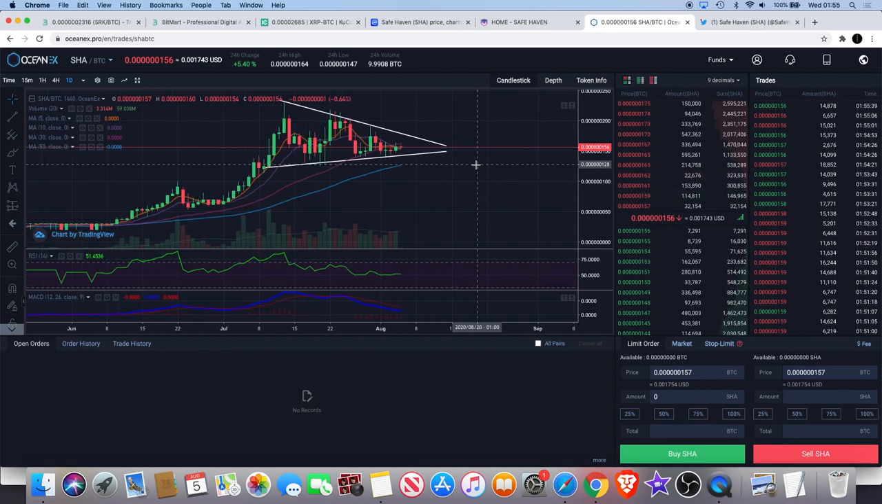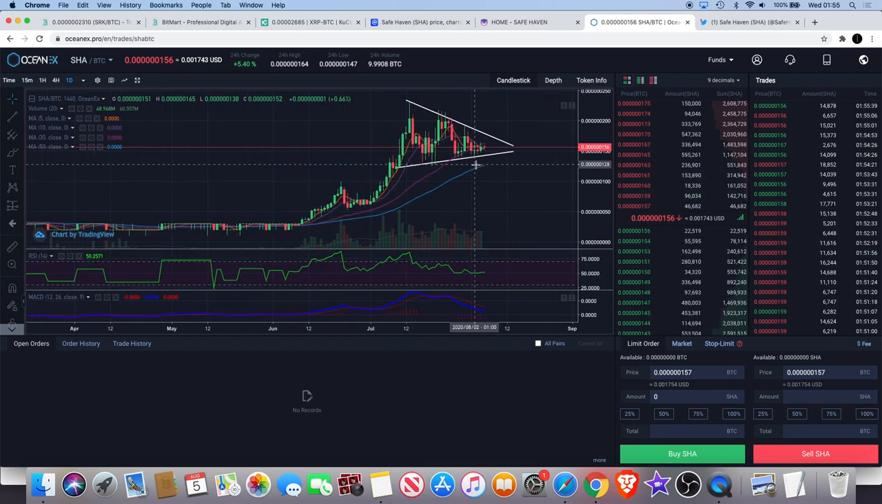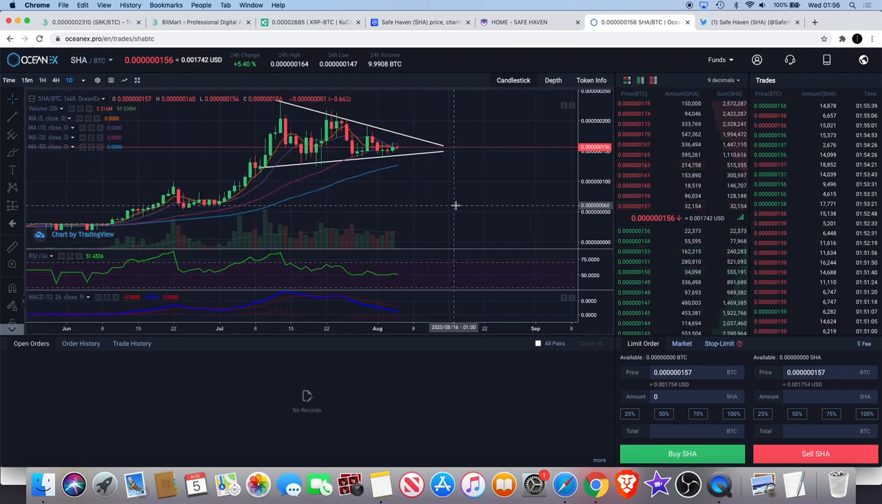All right, guys, so that's Safe Haven, and I believe that this is definitely a hidden gem, and I'm backing that up by putting some of my own capital in it right now as we speak. As soon as my Bitcoin transfer gets in here, I'll be able to do that.